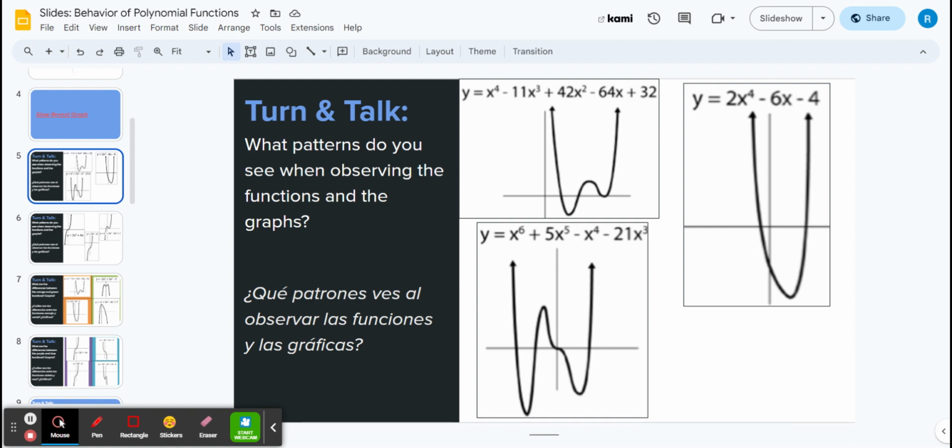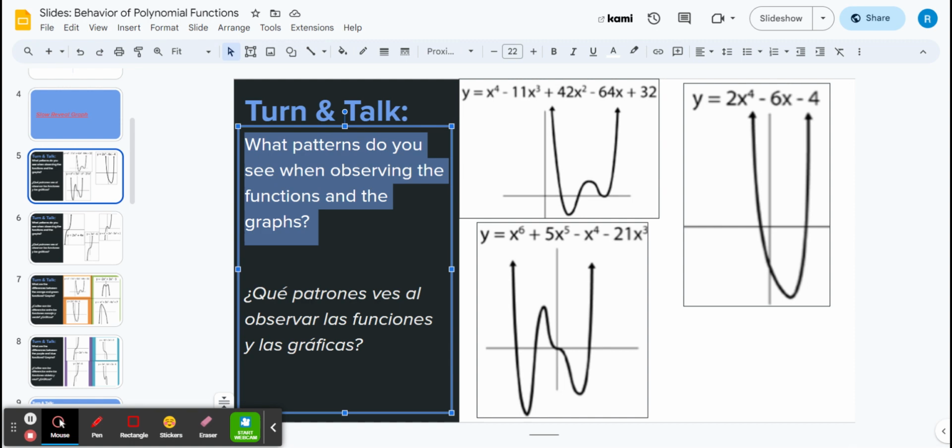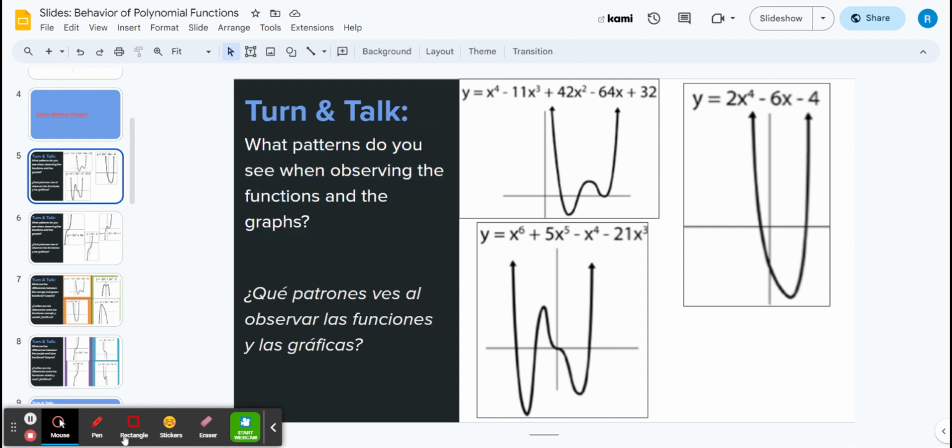So we did a quick turn and talk. What patterns do you see when observing the functions in the graph? So if we look at the right here, we observe them as a class and notice that all of these generally point up. On the left side it points up, on the right side it points up on all three of these graphs. We also notice that the leading term has an even exponent, right? We have x to the fourth power, x to the sixth power, and x to the fourth power. All of those are even. So we want to start thinking of that as an even shape there.